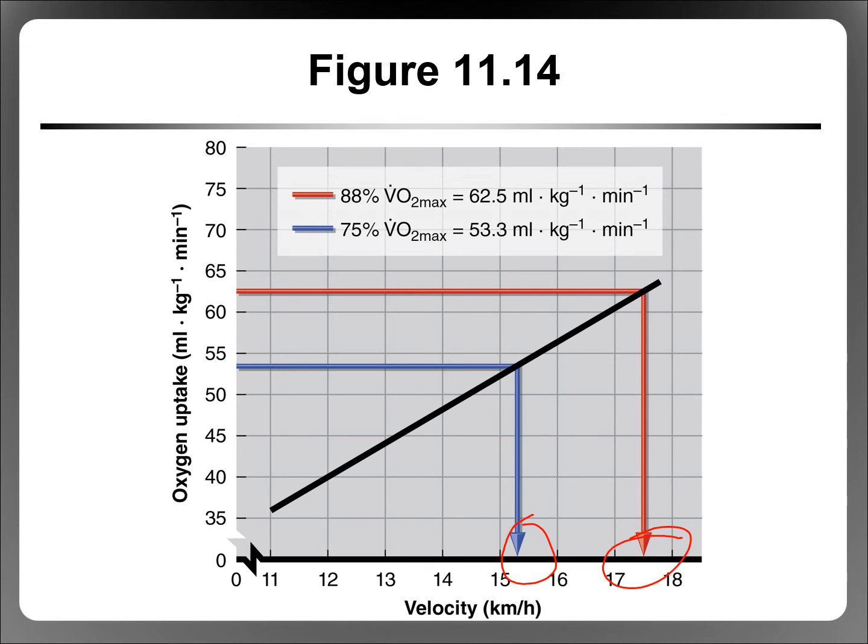kilometers per hour. So remember lactate threshold. This is going to be an interaction. If somebody can tolerate 75% of their VO2 max, but I can push them to tolerate 88%, we're going to have better performance.